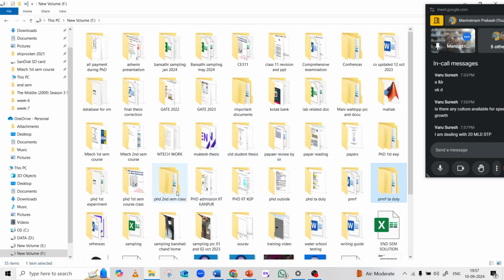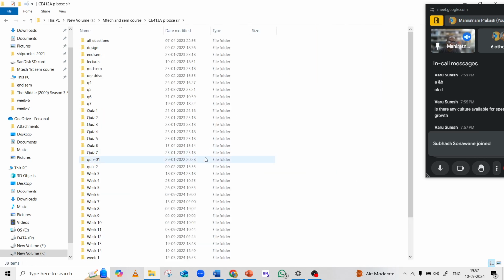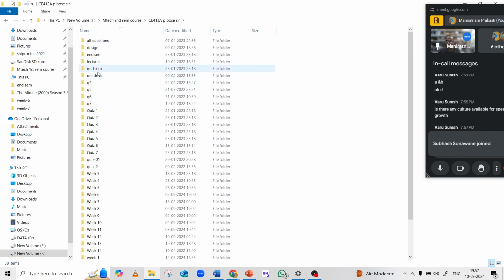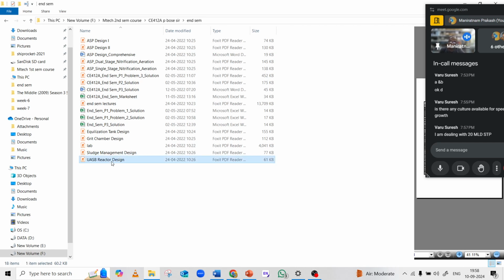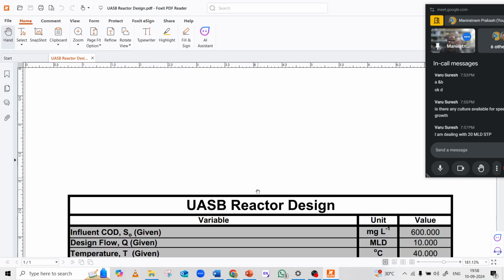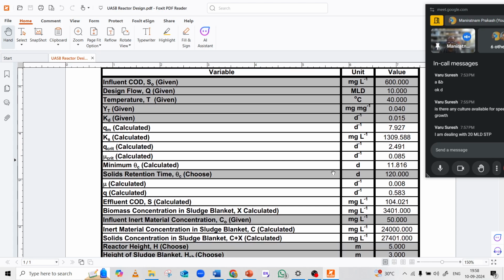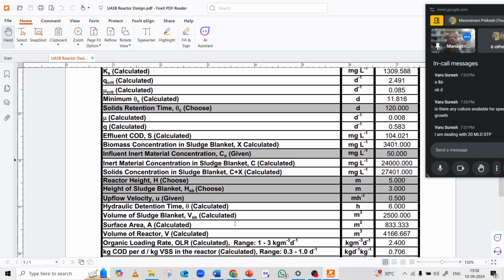It's a theoretical example only, but you will have some idea. You will have one idea of UASB reactor design, what the different data are which are being used for treatment. It's for only 10 MLD, which is much lower than yours. Okay now, here you can see the retention time. We have kept the retention time at 6 hours.